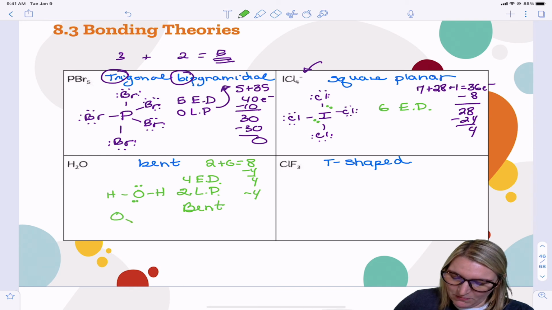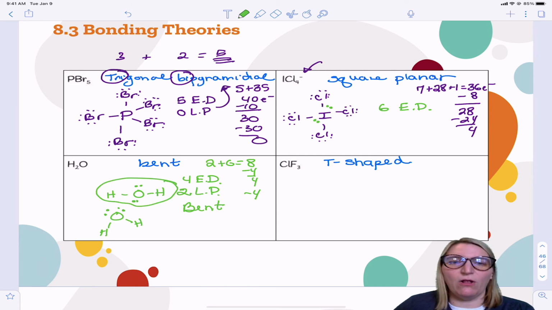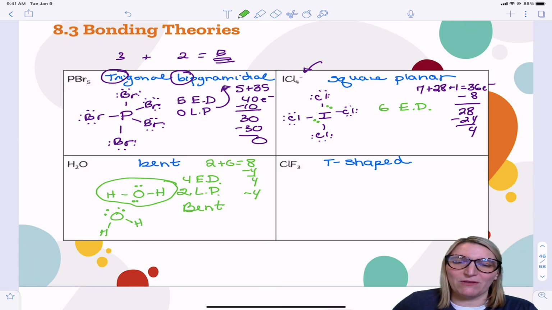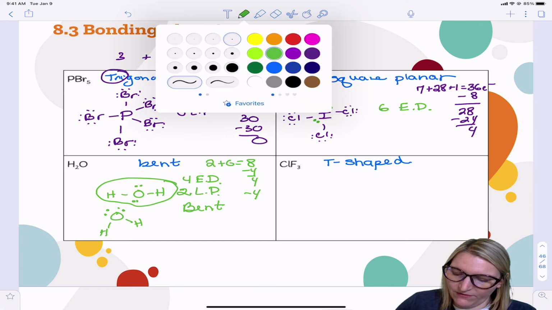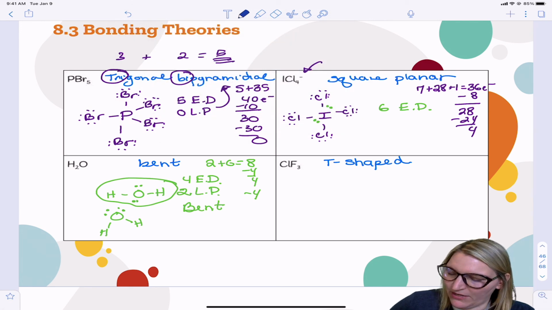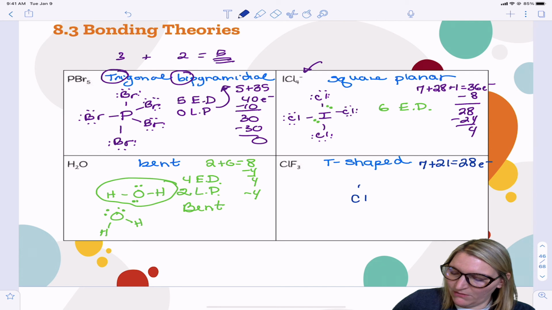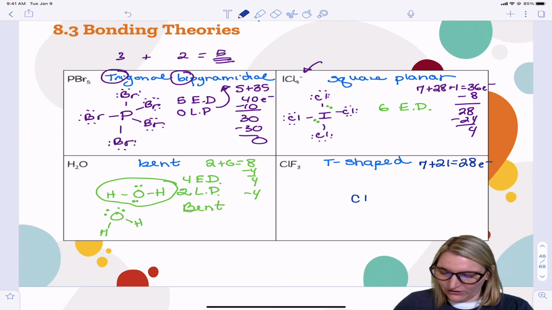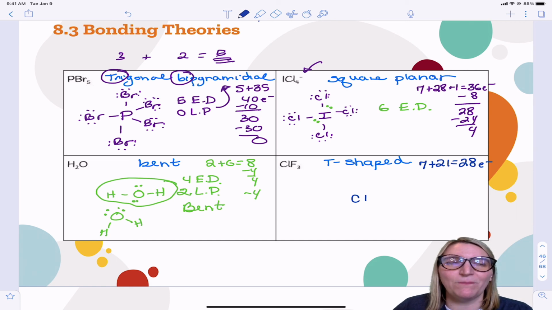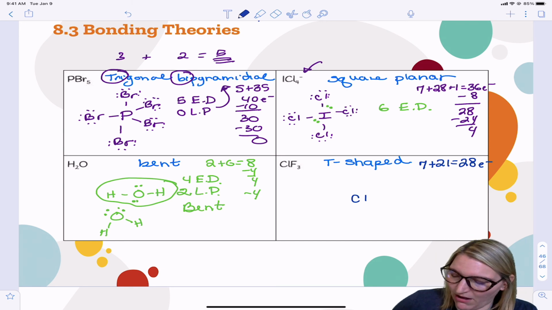Okay, water being bent is super important because if you just look at this molecule, you may not realize that it's very polar. So that's the next thing that we do, is talk about whether molecules are polar or not. And finally, we have ClF3. Chlorine has 7. Fluorine has 7 times 3 is 21 for a total of 28 valence electrons. Chlorine in the middle. Remember we said halogens are rarely in the middle, but I actually have 2 examples on this page with halogens in the middle because it doesn't happen often, but when it happens, it's often with expanded octets.